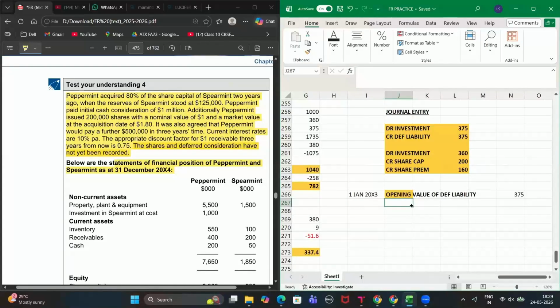As we move on further, what will happen? Finance cost. So what will be the finance cost incurred in 20x3? What is the discounting factor here? What is the interest rate as per the question? Tell me.